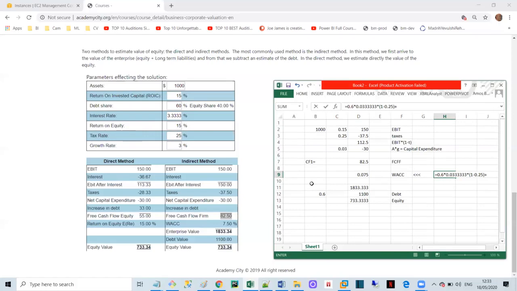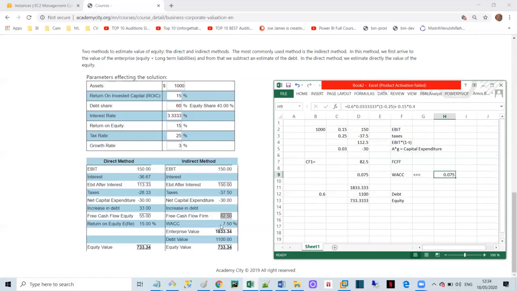So I multiply 0.15 times the share of the equity, which is 40%, because the debt is 60%, the equity is 40%. So here I have to multiply by 0.4. I should get the same number, 0.75. That's the way I arrived at this number. I skipped that before, I just went again.